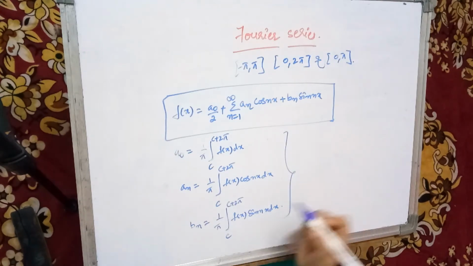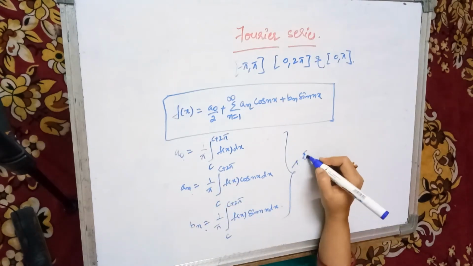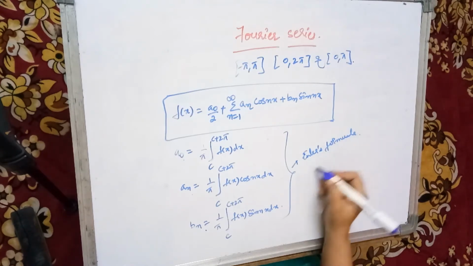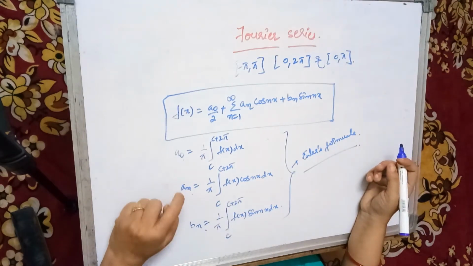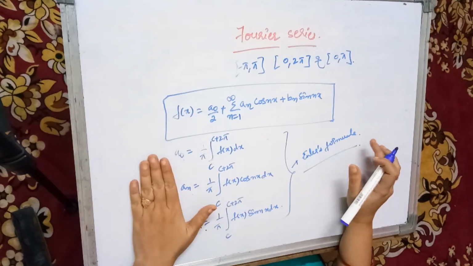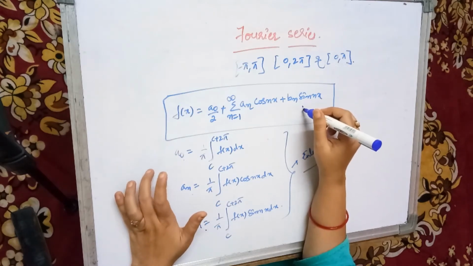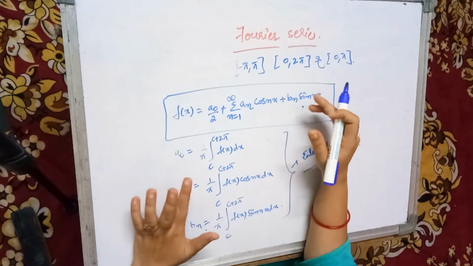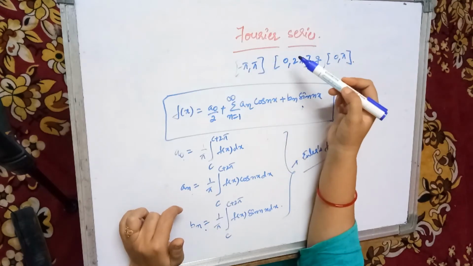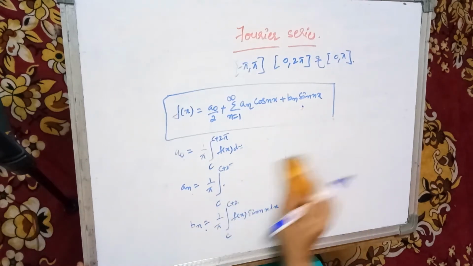Here a naught, an and bn are known as Euler's formulae. You are going to calculate a naught, an and bn for the given function. Whatever values you get, when you substitute into this series, that is going to be the required Fourier series for the given function. Now I will show you the formulas when it's defined in minus pi to pi, 0 to 2 pi and 0 to pi.